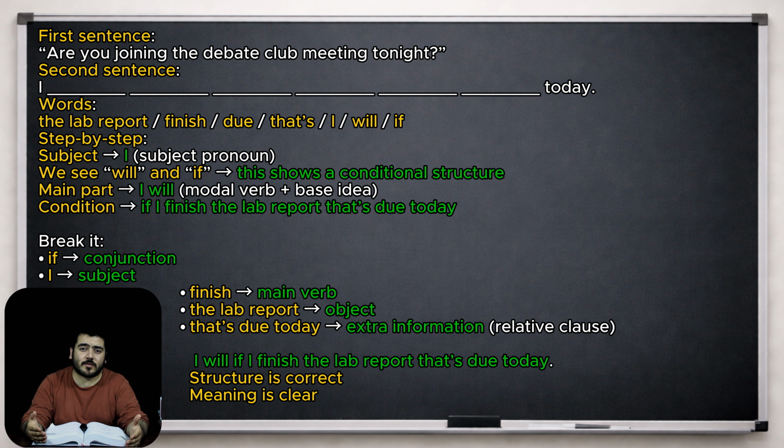Are you joining the debate club meeting tonight? The second sentence has several blanks and the word today. Words given: the lab report, finish, do, that's, I, will, if. Let's understand it step by step. The subject is I. We also see will and if. This shows a conditional structure. So the main part is I will. And the condition is if I finish the lab report that is due today.